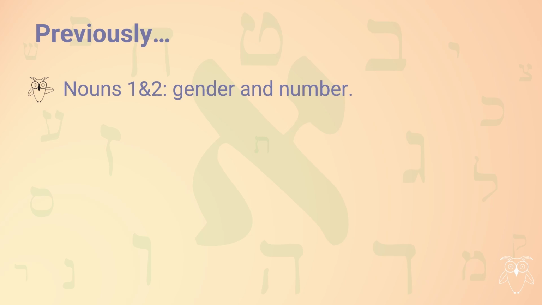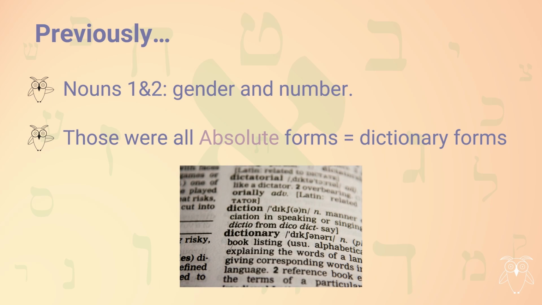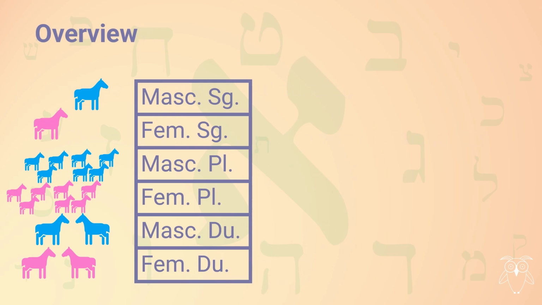So far, when I talked about gender and number in a noun, all of those examples from the previous videos were words written in the absolute state. This is the standard form and the form which you will find in dictionaries and vocab lists. Construct forms are usually only included in vocab lists if they are irregular. So let's start with regular construct forms.